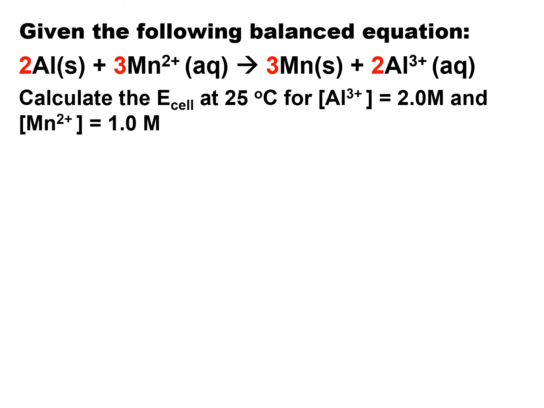So let's see an example of non-standard condition. We have the reaction between aluminum and manganese, and once it's balanced, there is a 2-to-3 coefficient ratio. We are asked to calculate the cell potential at 25 Celsius, and that would be standard, for a concentration of aluminum that's 2 molar and a concentration of manganese that is 1 molar. So it's the concentrations that are not standard. So we can use the simplified version of the Nernst equation, because the only correction is due to a different Q.